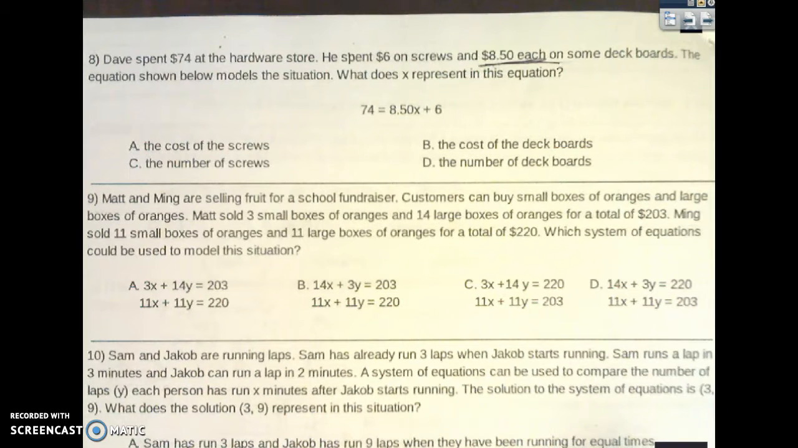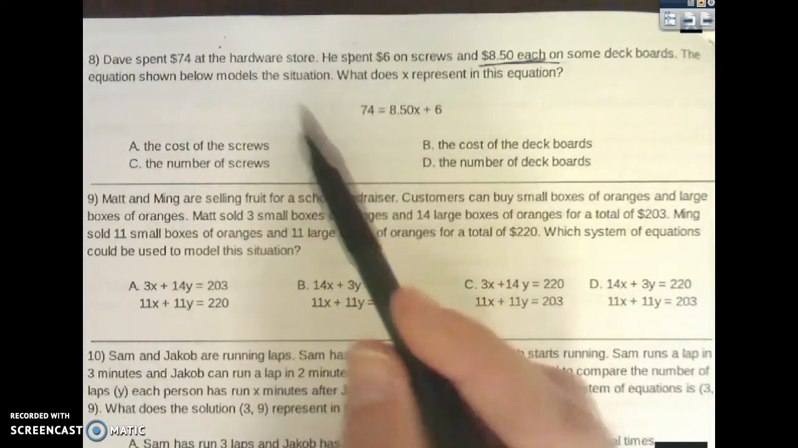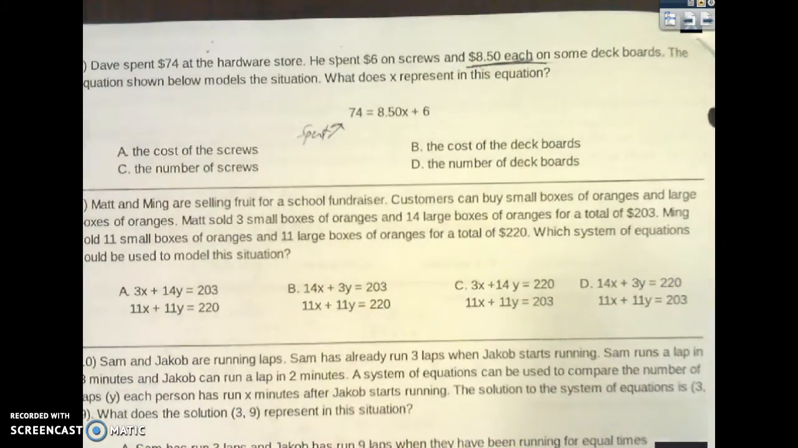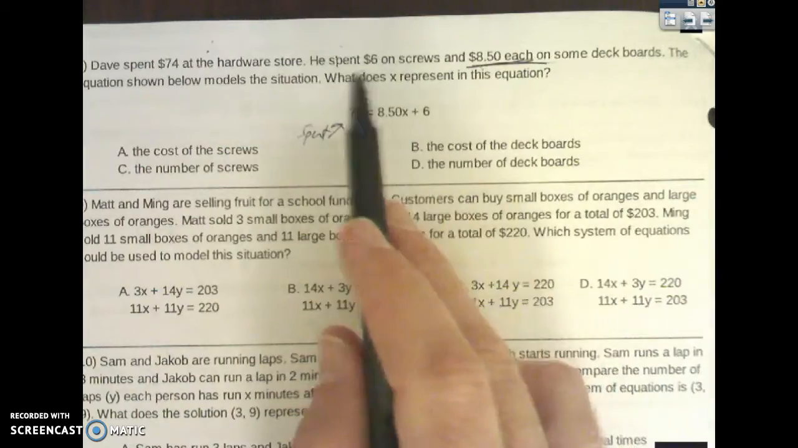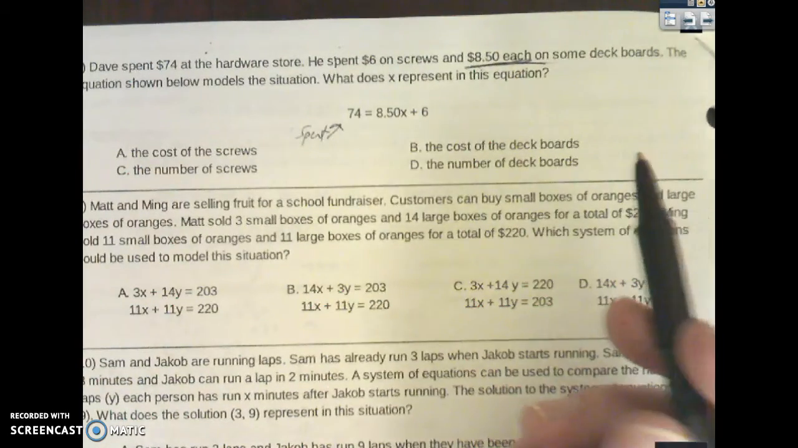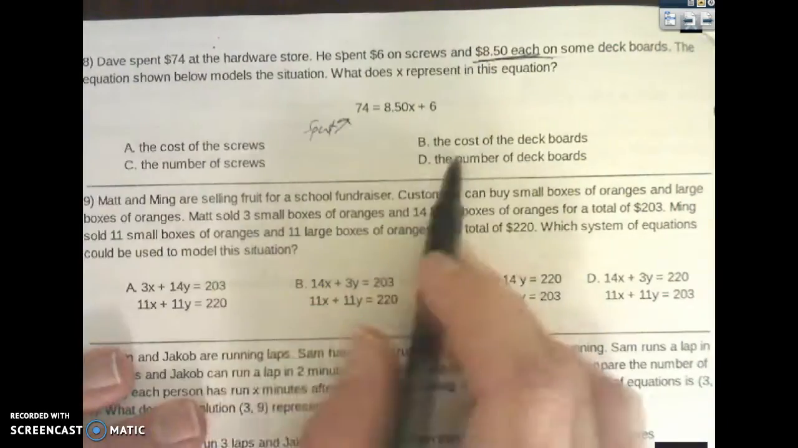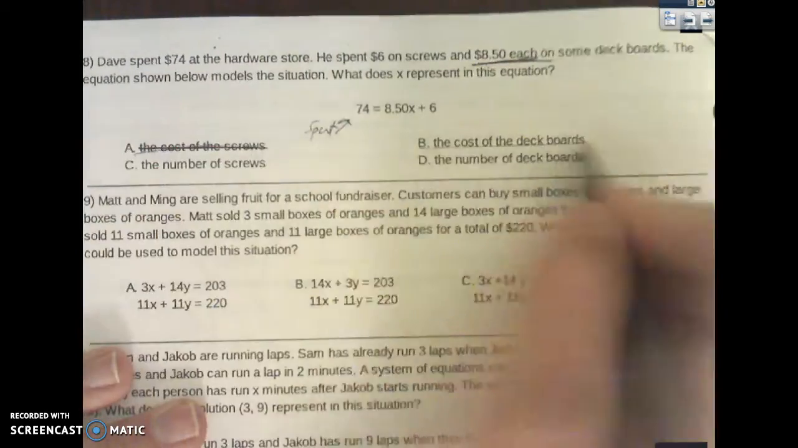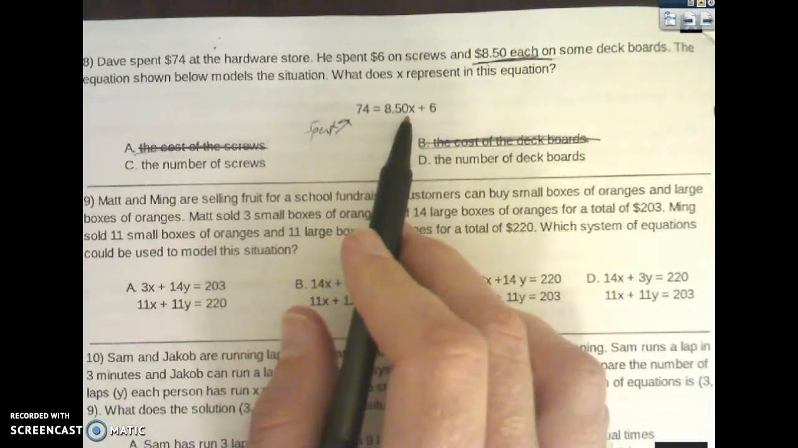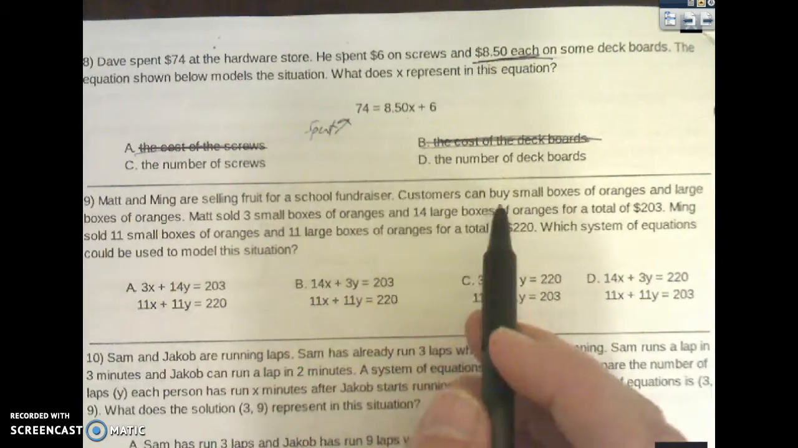We are not even solving this problem. You're just trying to say, hey, what do these things stand for? So we're reading the problem. $74 is how much he spent. $6 and $8.50 is the cost of the screws and the cost of the deck board. So look at my answers. Right away I can cross off the cost of. So I'm down to X representing the number of screws or number of deck boards.